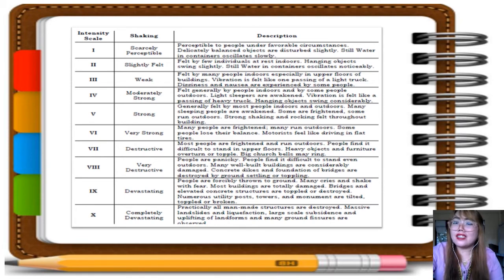How about the description of a destructive intensity? You are correct. The answer would be most people are frightened and run outdoors. People find it difficult to stand in upper floors. Heavy objects and furniture overturn or topple. Big church bells may ring. Do you understand now the difference between magnitude and intensity of an earthquake?